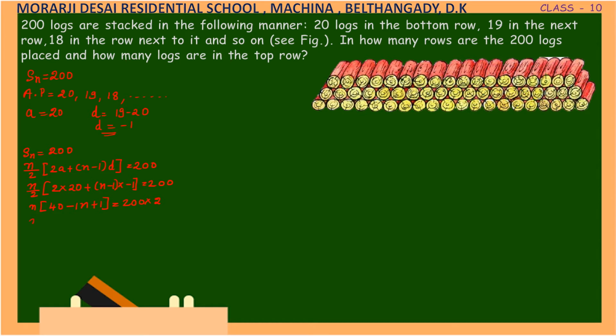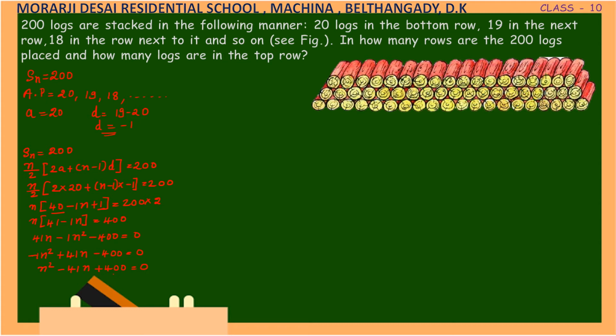Now here, 40 plus 1 is 41, minus 1n, is equal to 400. So 41n minus 1n square minus 400 is equal to 0. Now rearrange the terms: minus 1n square plus 41n minus 400 is equal to 0. Now change the sign because the first term itself is negative. So n square minus 41n plus 400 is equal to 0.